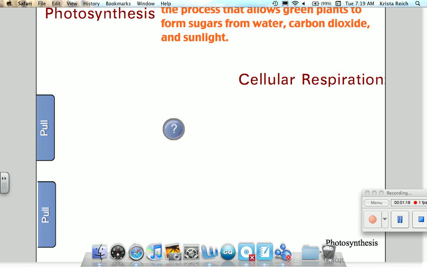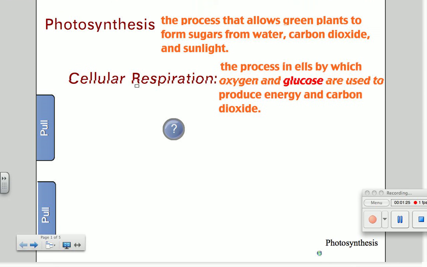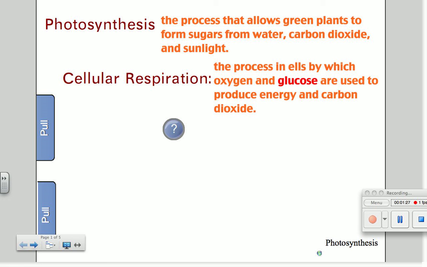Cellular respiration is how animal cells, or human cells, obtain energy. And basically, the definition for cellular respiration is it's the process in cells by which oxygen and glucose are used to produce energy. Okay, so two key words there, oxygen and glucose. These two products are needed in order for our cells to produce energy.